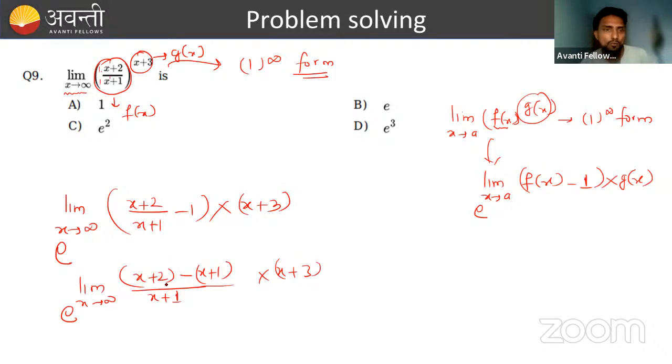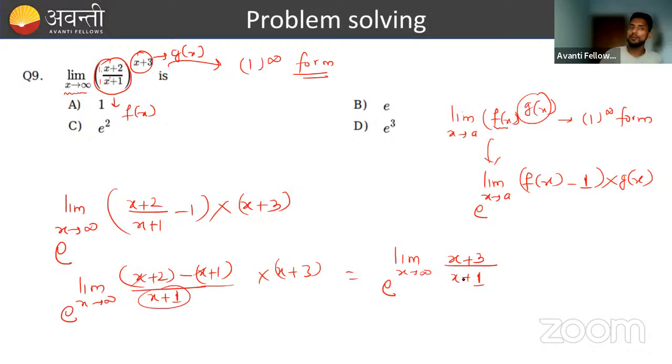Okay, so e to the power, the numerator is 1 and in the denominator what is there? x plus 1. Okay, so what happens here? The x's cancel, 2 minus 1 is 1, so it becomes e to the power 1 into limit x tending to infinity, x plus 3 divided by x plus 1. After solving this, what have you got? You have got this one.